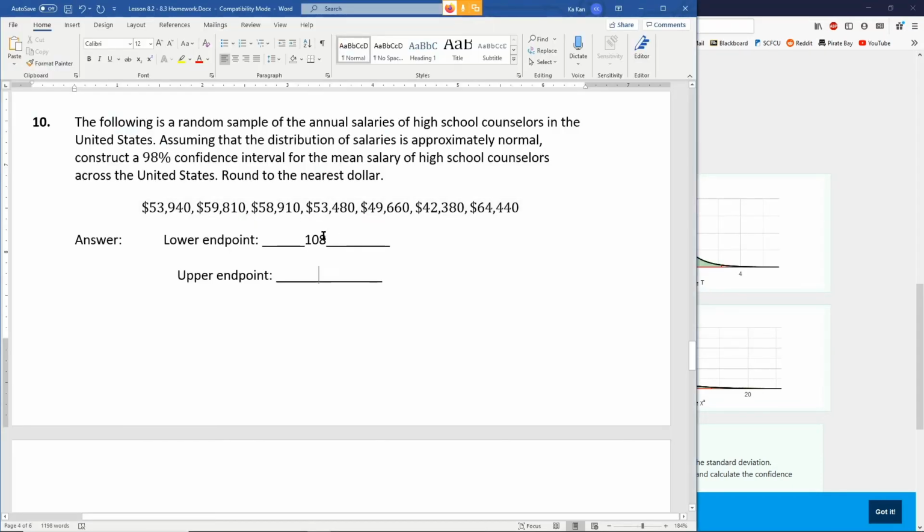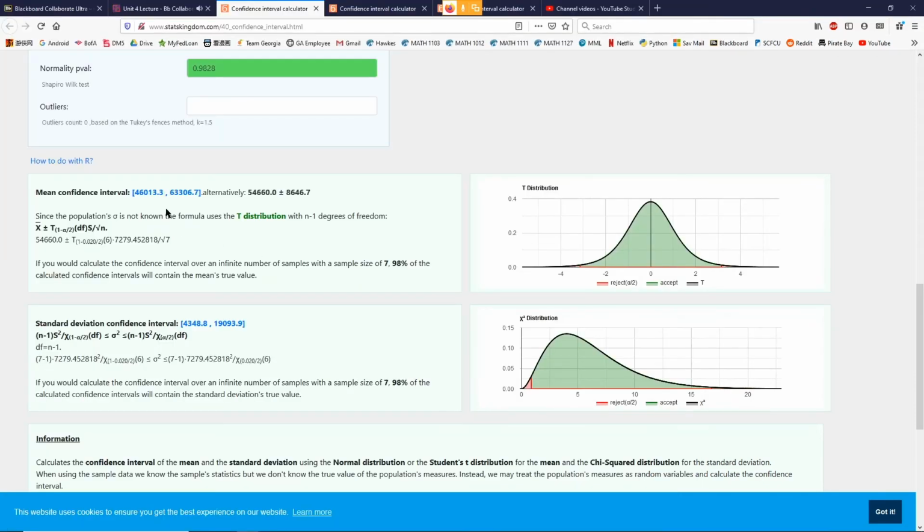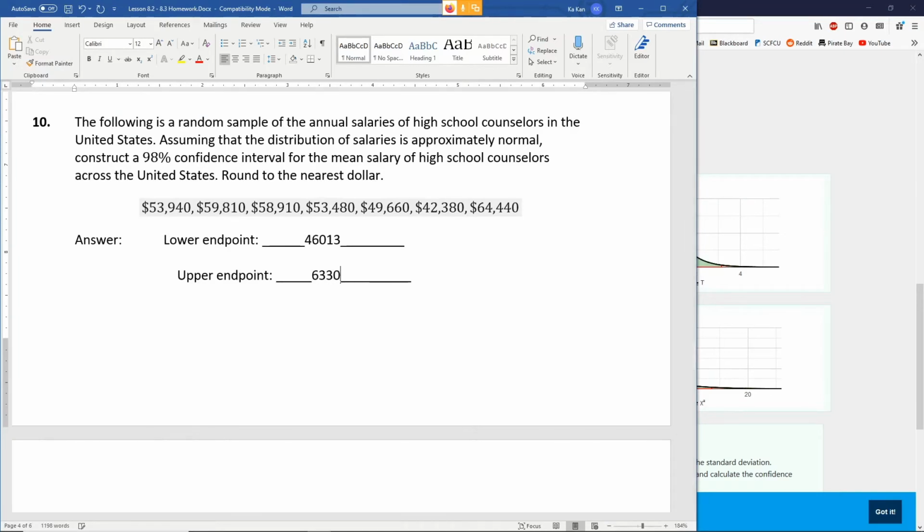46013. And the other one is 63307. There you go. So that gives you a range, a confidence interval for the mean salary of high school counselors across the United States between 46,000 to 63,307. This is a way, by the way, when you negotiate salary and stuff, this is actually a way to do it. So, but I have a better method down the road.